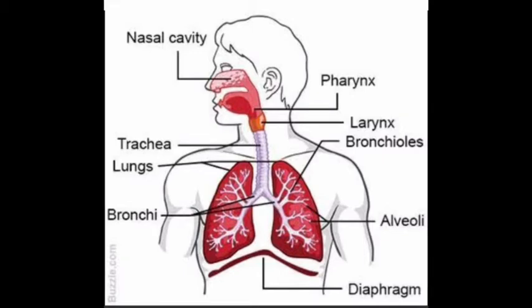The air from cavity enters into the pharynx and then into the trachea or windpipe. The trachea runs down the neck and divides into two tubes called bronchi. Each bronchi is connected to a lung.